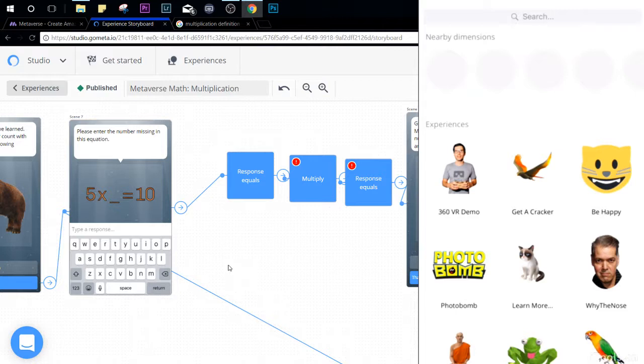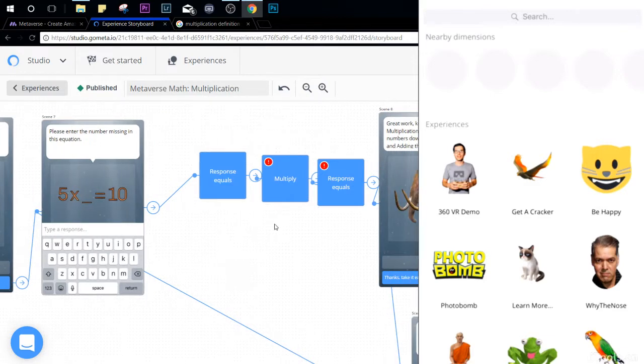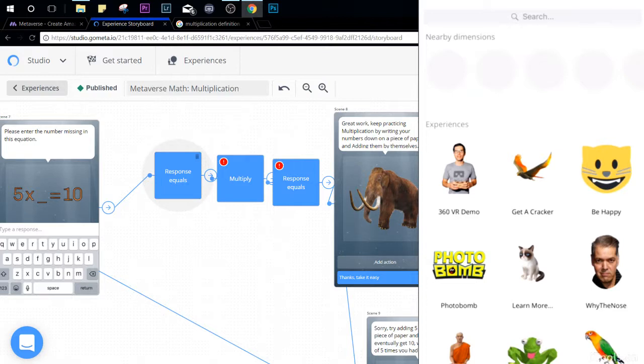Now with that concept that I mentioned earlier, hopefully the student would see 5, they would put it down on a piece of paper, and then they would start adding it to itself until they got 10. Once they realize that 5 plus 5 equals 10, and they see that they have 2 5s, they would hopefully realize that the answer is 2. And that's why we're doing response equals 2.